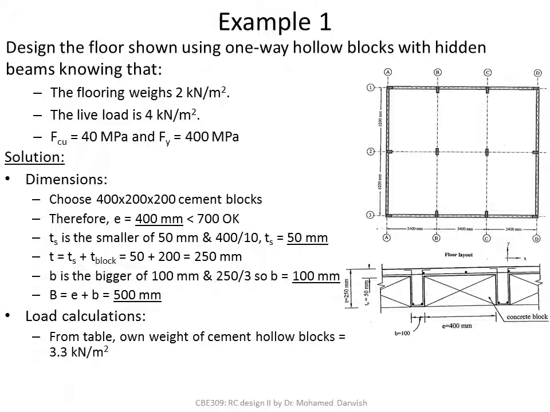If you go to the load calculations, from the table, the own weight of the cement blocks is 3.3 kilonewton per meter square. So W ultimate is 1.4 times 2 plus 3.3 times 1.6 times 4. This is 13.82 kilonewton per meter square.